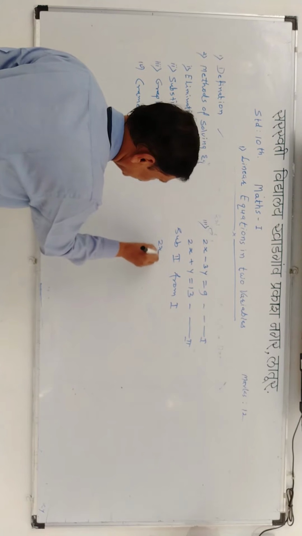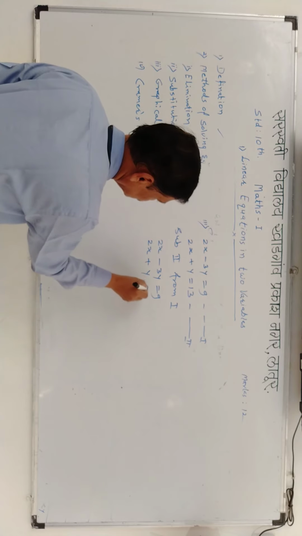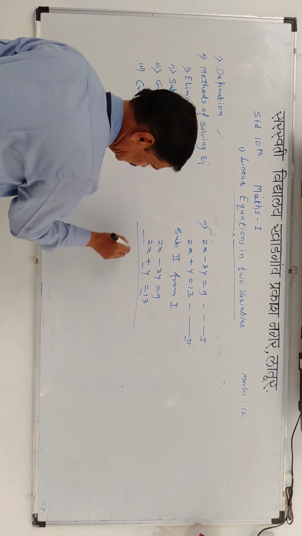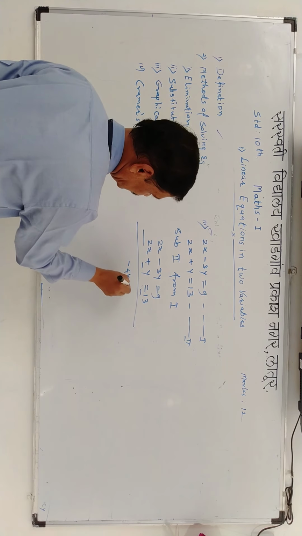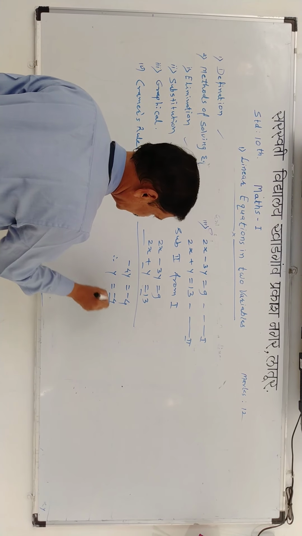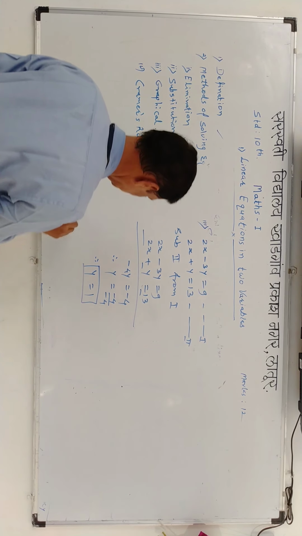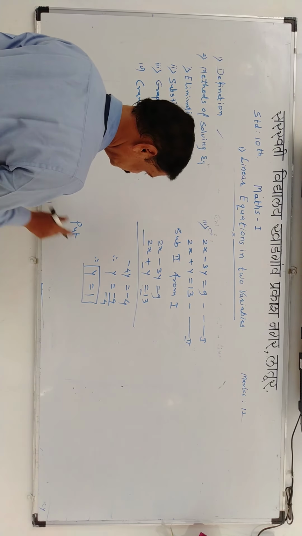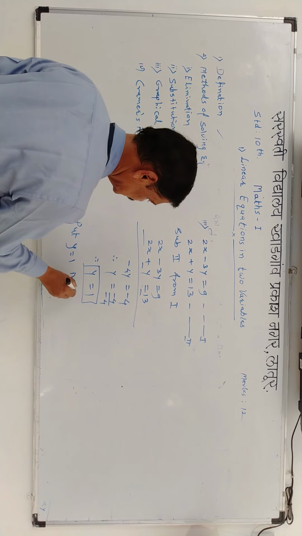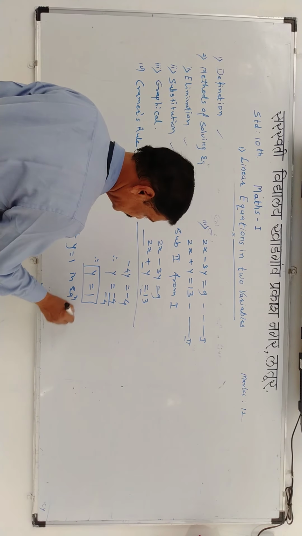We get 2x minus 3y is equal to 9 and 2x plus y is equal to 30. Subtraction takes place. Minus 4y is equal to minus 4, so y is equal to minus 4 divided by minus 4. Therefore y is equal to plus 1. Put y is equal to 1 in the equation, first or second? Second. Simple.